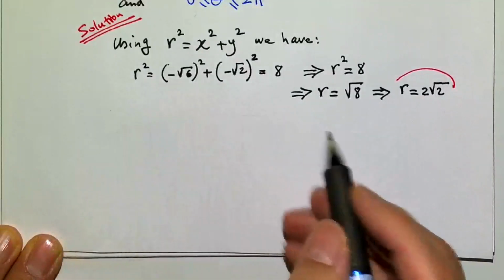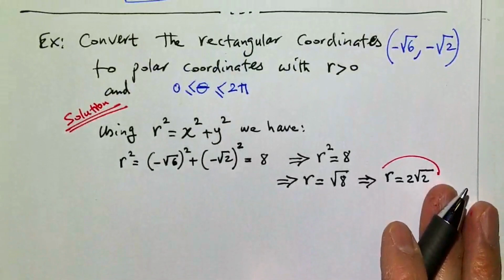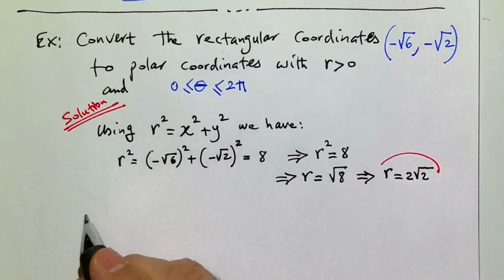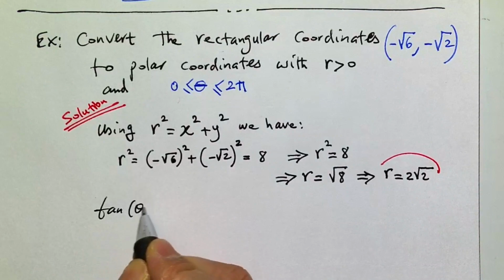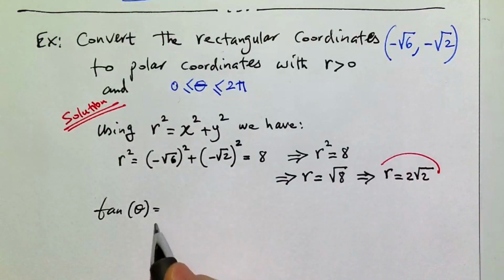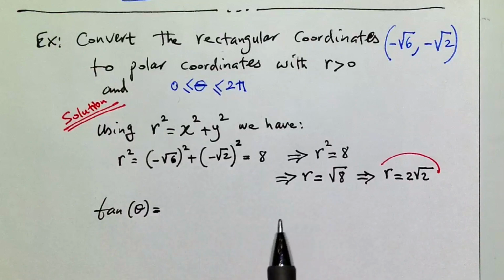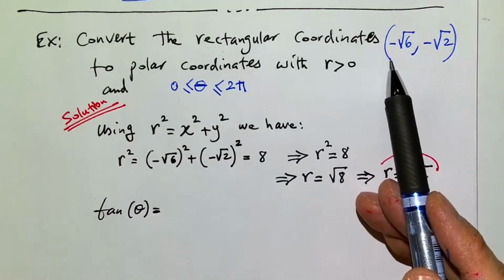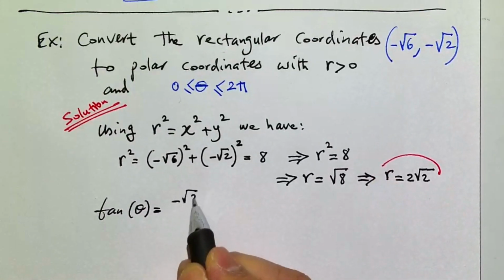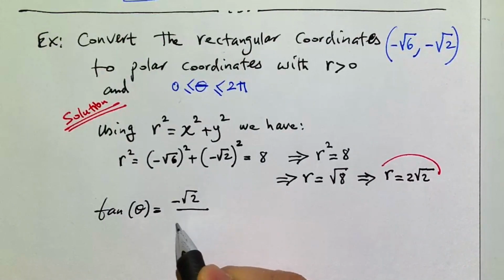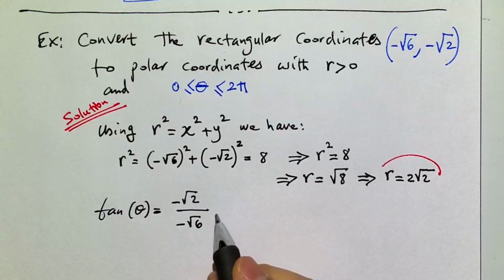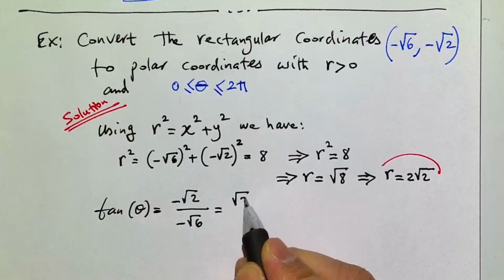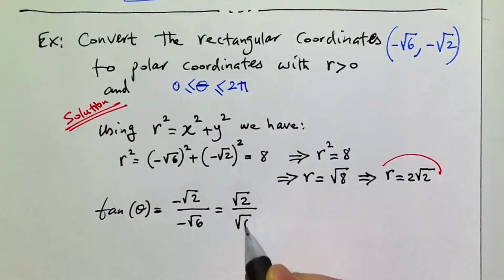So tangent of theta, well, let me bring this up so it's on the screen. So tangent of theta would be the y value divided by x, right? So negative square root of 2 divided by negative square root of 6. So what we would end up with is positive square root of 2 over square root of 6.